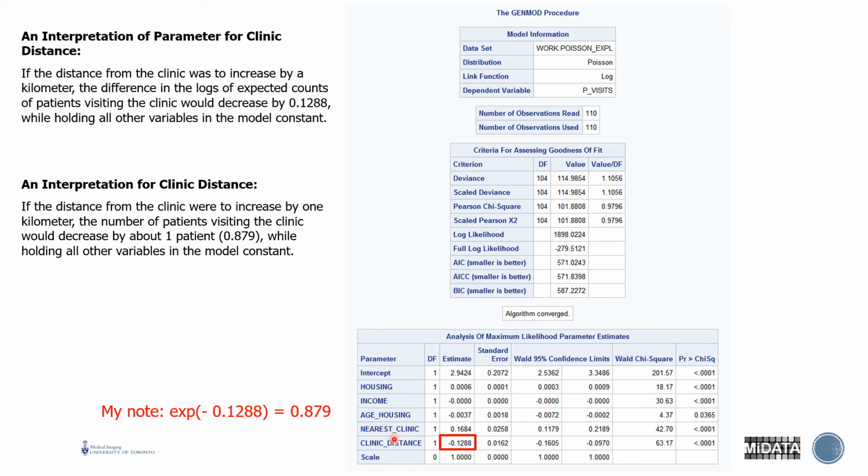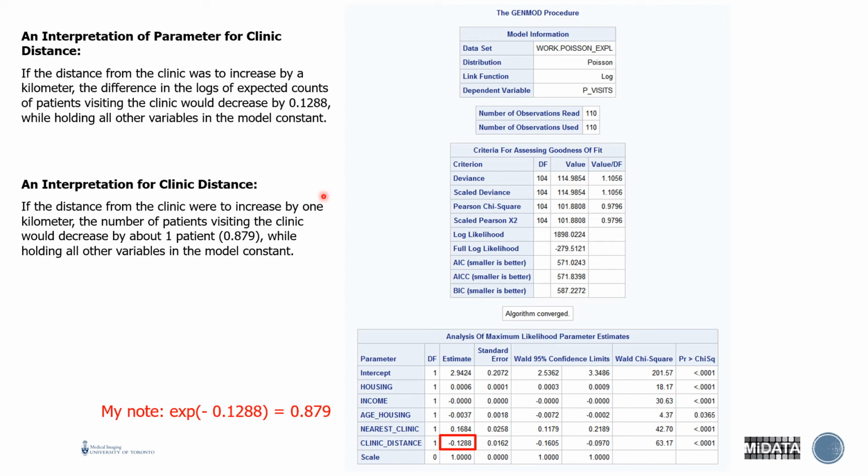When you look at your output down here for the analysis of maximum likelihood parameter estimates, here you find your parameter estimates. I've just picked one out as an example, and it's the distance of the clinic to your housing units. You'll see here that the estimate is negative, negative 0.1288. And you'll remember that you need to exponentiate this in order to get the value in the units you're expecting, which in this case is going to be 0.879, and your outcome is number of patients. So the 0.879 would be in patients.